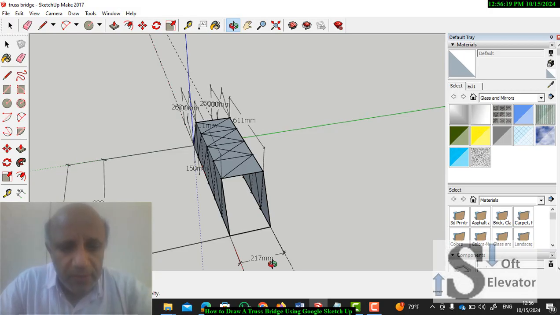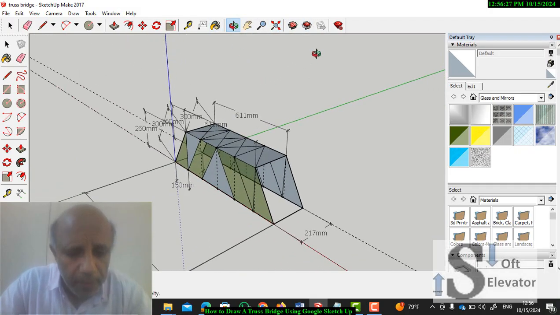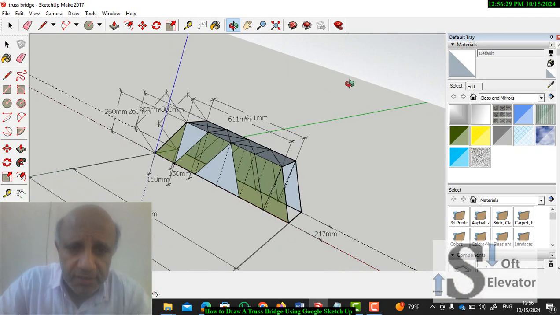Then we complete the diagram as you see here. We complete the diagram by painting it. You can paint it here. You can print it or distribute it to the assistant or the builder.